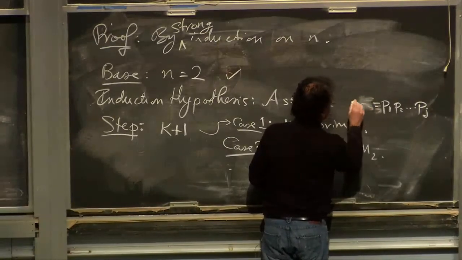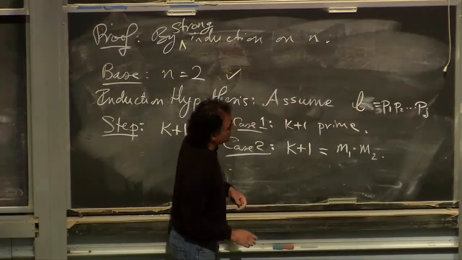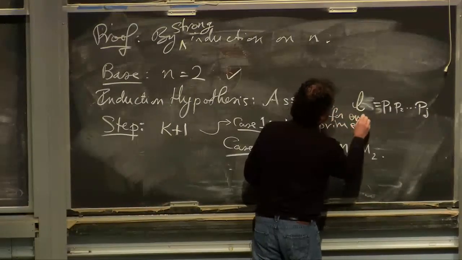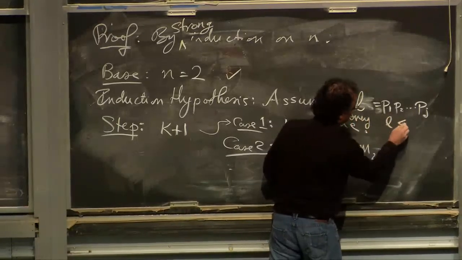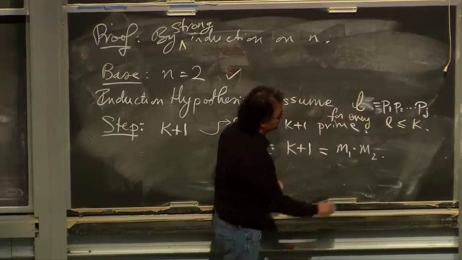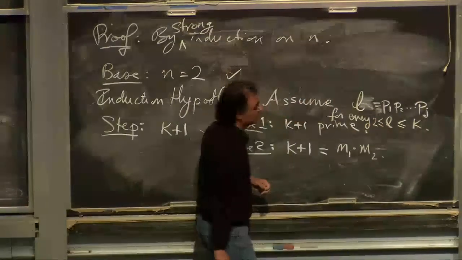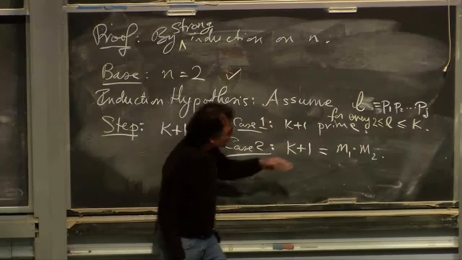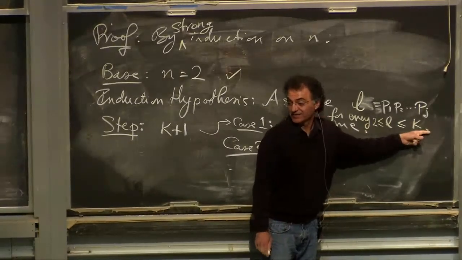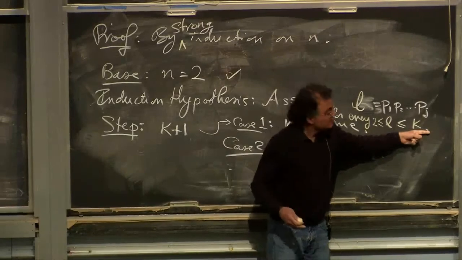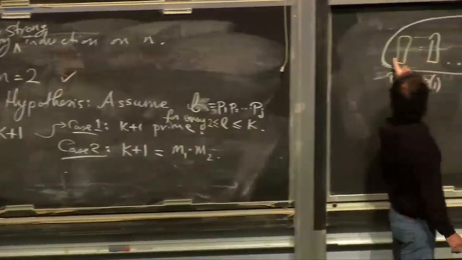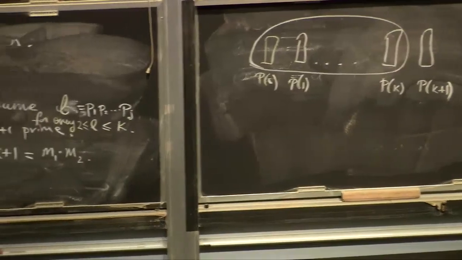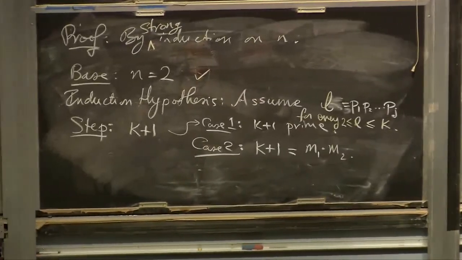So assume L equal to p1 through pj is of this form for every L less than or equal to k. Okay, so assume the induction hypothesis not just for k, but for everything up to k. You see what I mean? So you're assuming not just that this domino fell, but all of these dominoes fell. Okay, so now we are set up.